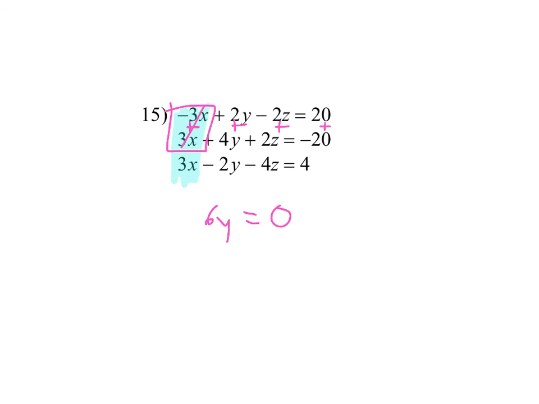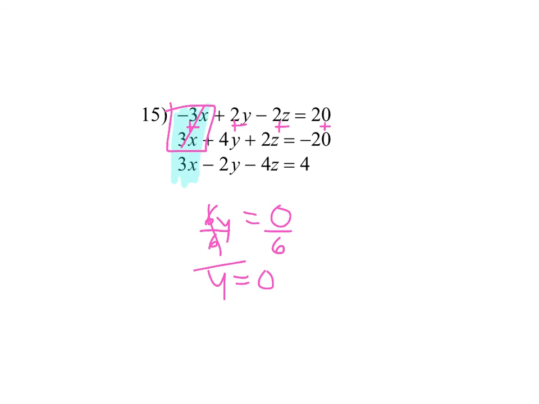What do we do next? Y equals 0. Awesome. We can just solve for y since we don't even have 2 variables to solve for here. So divide by 6, y is equal to 0, because 0 divided by 6 is 0. So that's one of our answers.